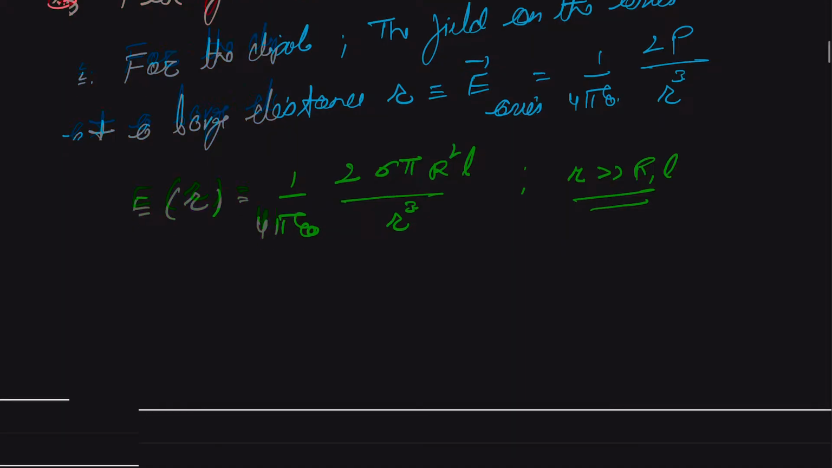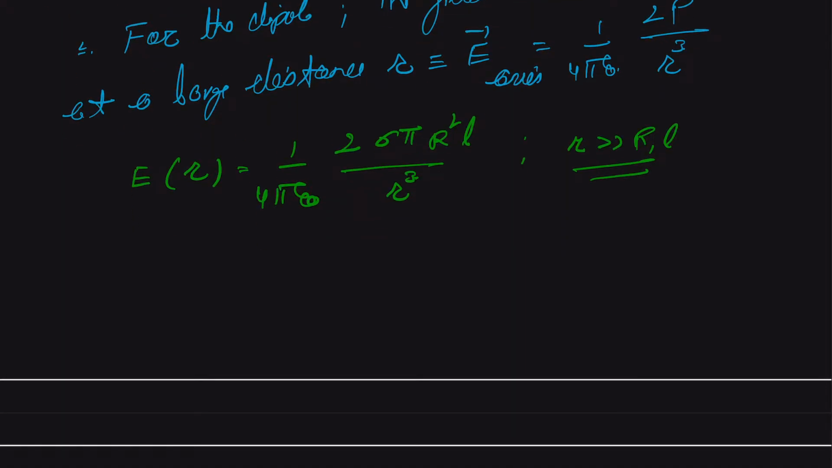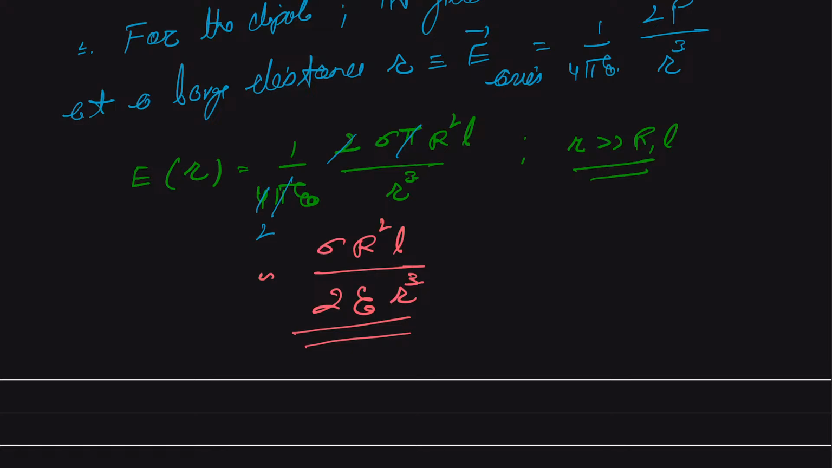So we can sort it out. This pi goes by pi, this goes by 2, and therefore this can be approximately equal to sigma r square L upon 2 epsilon naught r cube. So this is the value of electric field at a distance which is very far from the disk. So the disk, we can just say, is just like a dipole. That's the major difference. Next question.